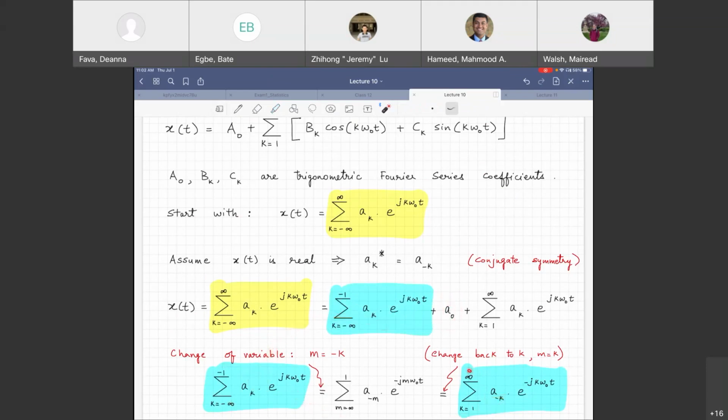But now if you notice, this is a summation from 1 to infinity. This is also a summation from 1 to infinity. So maybe we can combine these two. Leave out the DC term. A sub 0 remains as is, right? But we can start thinking about combining these two because the summation, for both of them, is going from 1 to infinity. Can you see that?